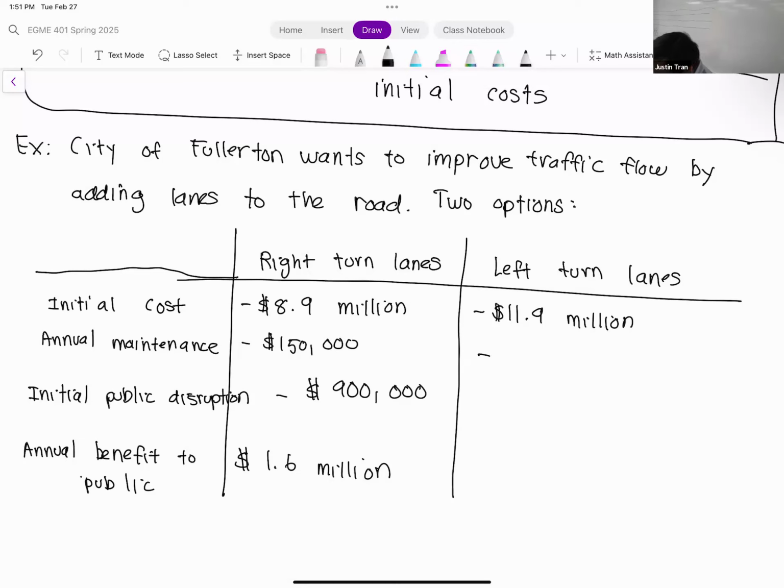Annual maintenance cost for left turn lanes is also slightly higher. And that's $225,000. Okay. That's maintaining a lot of the sensors, a lot of the road quality, things like that. All right. So the construction of the left turn lanes is also going to cause an initial disruption to the public. Okay. Adding left turn lanes is always going to be more disruptive than the right because you're putting the construction right in the middle of the road. There's higher risk. You have construction workers working in the middle of the road too. And so the initial disruption is going to be $2.1 million.